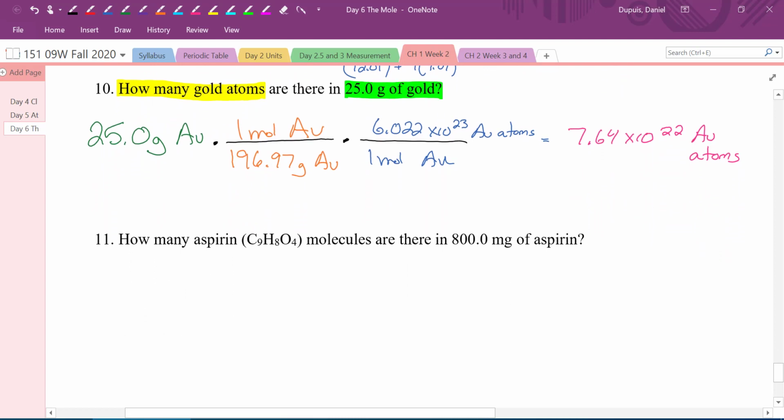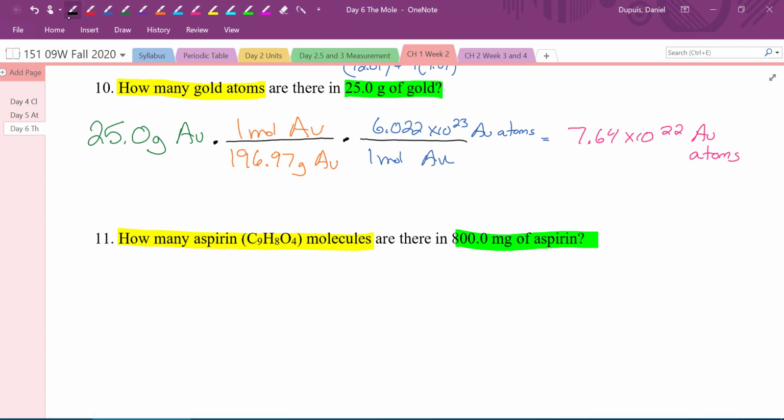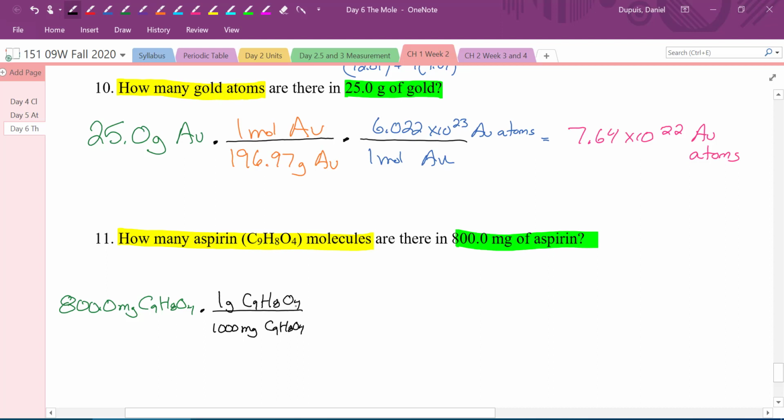Last one. How many aspirin molecules are there in 800 milligrams of aspirin? All right, so I'm starting with 800 milligrams of aspirin, C9H8O4. Now, I'm going to put milligrams on the bottom. So there's 1,000 milligrams of C9H8O4 and 1 gram of C9H8O4. Now I'm in grams.